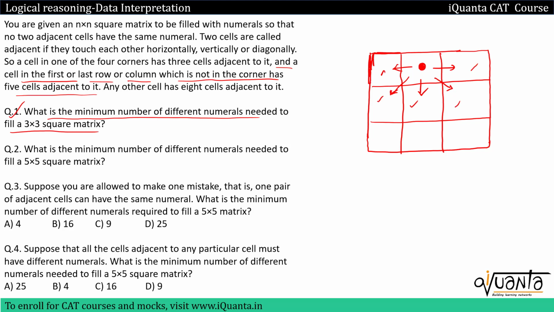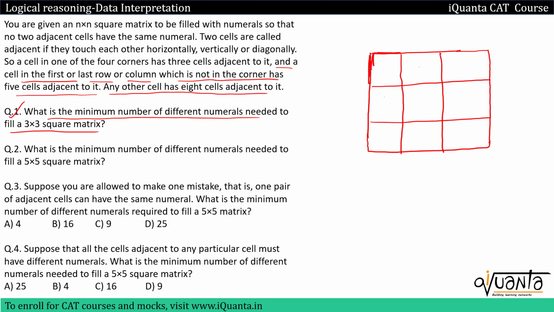And at last we are given that any other cell has 8 cells adjacent to it. So now only this cell is remaining, it should have 8 cells adjacent to it. So 1 2 3 4 and 4 diagonally are touching it. So yes, it has 8 cells adjacent to it. Now in the first question we need to find out minimum number of different numerals needed to fill a 3 cross 3 square matrix. So we have drawn it.